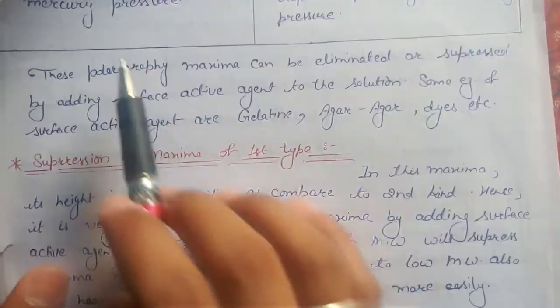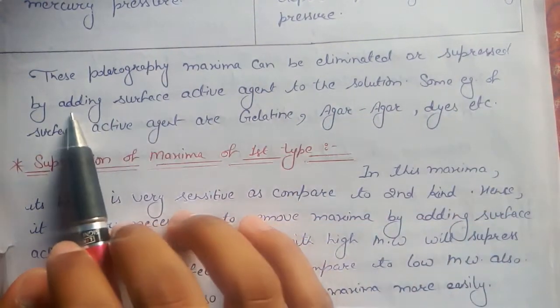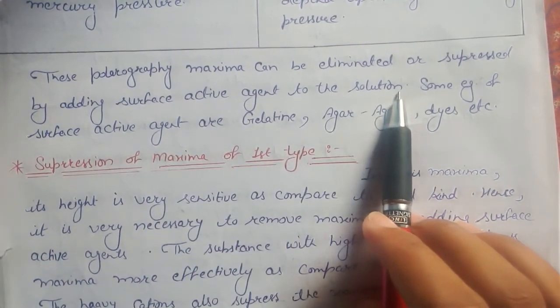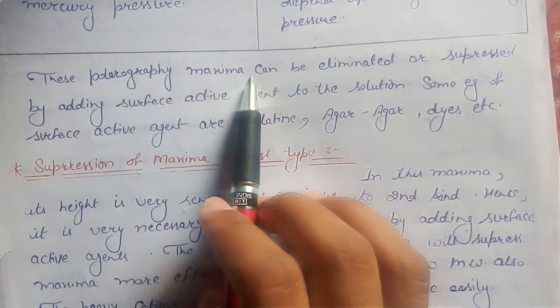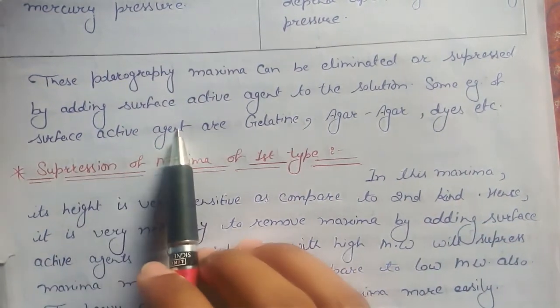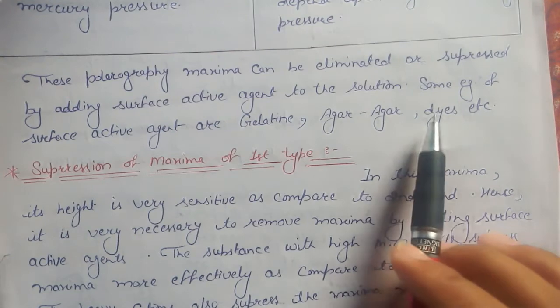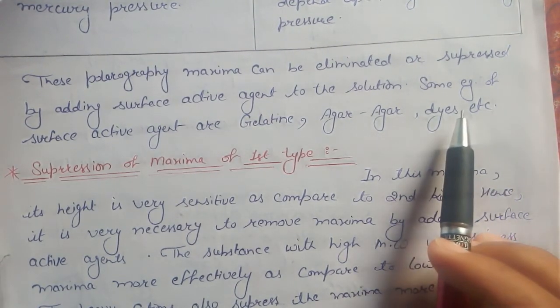After this, these polarography maxima can be eliminated or suppressed by adding a surface active agent to the solution. It means we can add a surface active agent and that will affect the maxima, right? Some examples of surface active agents are gelatin, agar agar solution, and some kinds of dyes. So many examples you can use here.